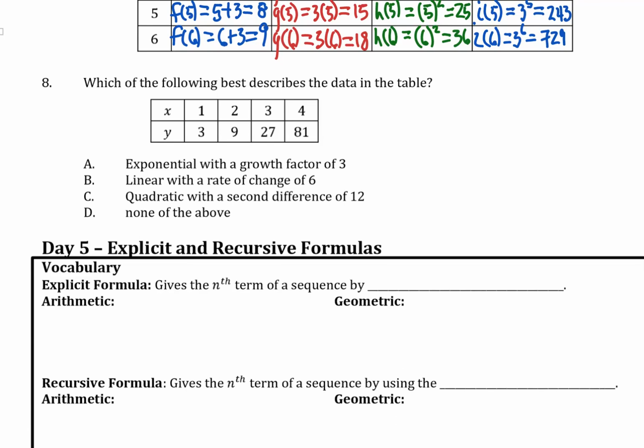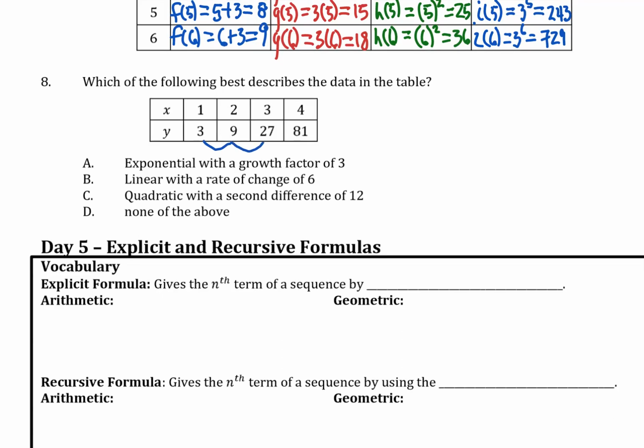And then this last problem, it says, which of the following best describes this table of data? So we have a 1 to 3, we have a 2 raising to a 9, a 3 to a 27, a 4 to a 81. This looks to me like it is a geometric problem. If we look at our y's, they are growing by 3, then by 3, then by 3 again. So if I were to plug in a 5, we'd grow by another 3 being multiplied. So this is going to be an exponential problem.